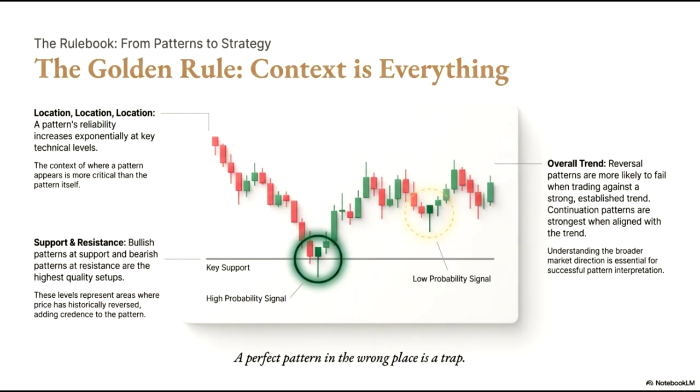In contrast, look at the yellow circle. This might look like a valid pattern in isolation, but because it's floating in the middle of a move without structural support, it is a low probability signal. We must also consider the broader trend. Reversal patterns are far more likely to fail when they fight against a strong, established market direction. Ultimately, remember this: a perfect pattern in the wrong place is a trap. Always look for the where before you trade the what.